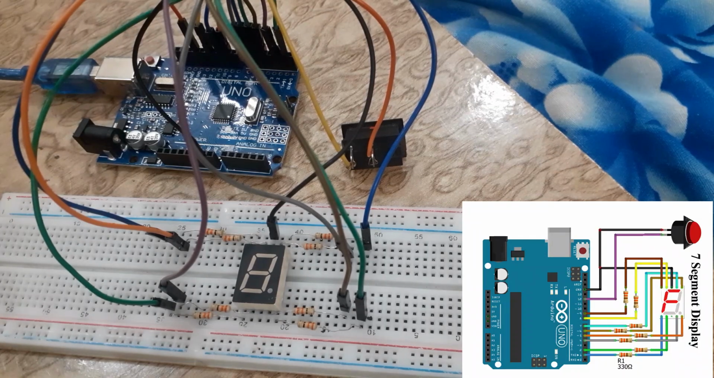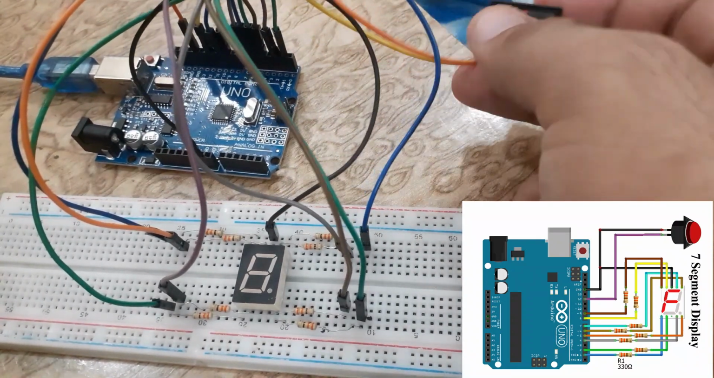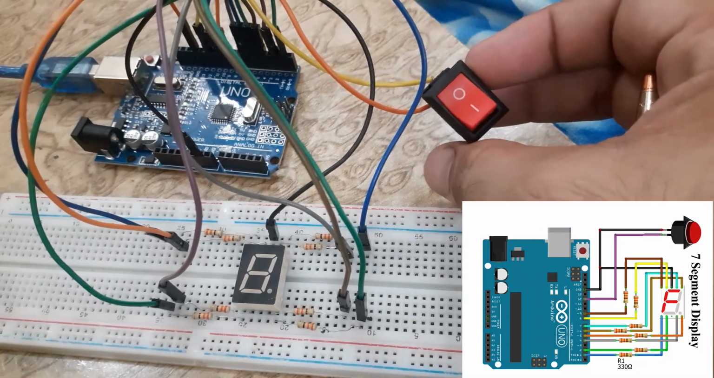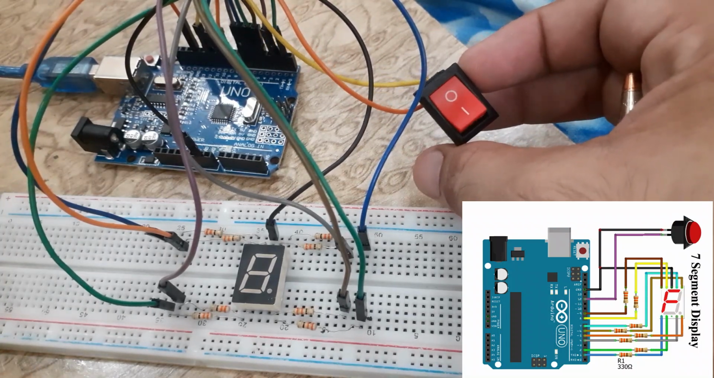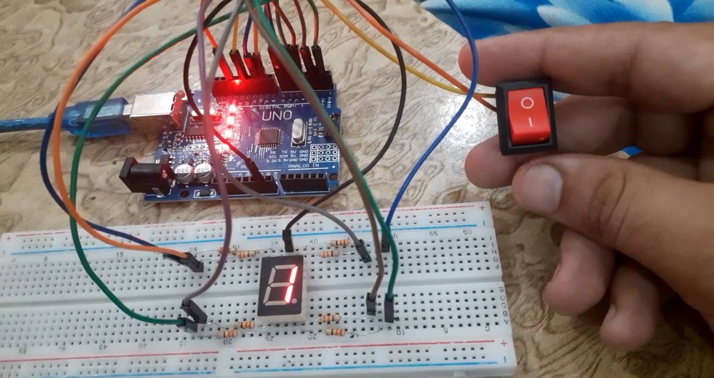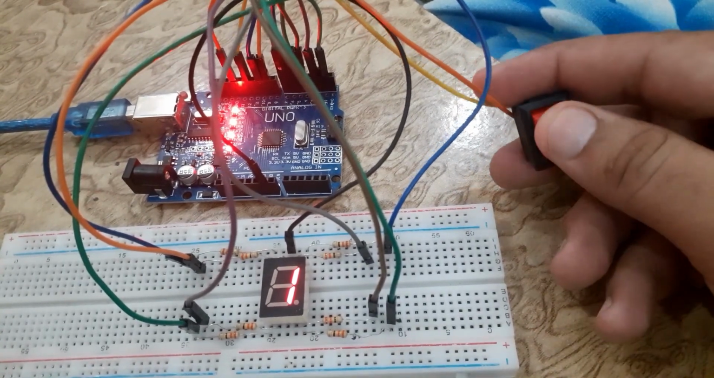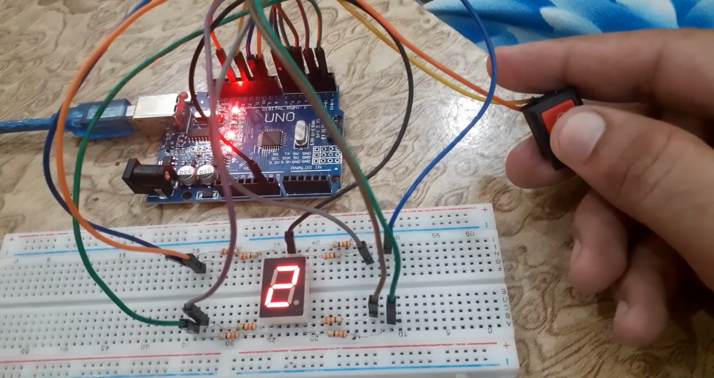Now, if we want to change the digit on the 7-segment display, we will connect a push button with the Arduino UNO, at digital pin 12, and the remaining circuit will be the same. So when we press the push button, the digit on the 7-segment display will change.